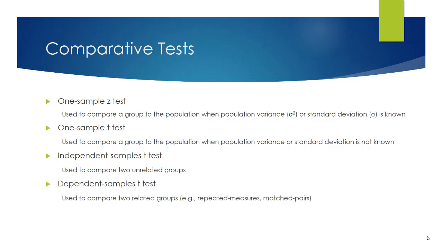Now, if we were looking at the dependent samples t-test, here we're comparing two related groups, but we've matched them. So maybe we're using a pre-post design where we have the same person and we're looking at before and after our intervention. Or maybe we've matched the individuals.